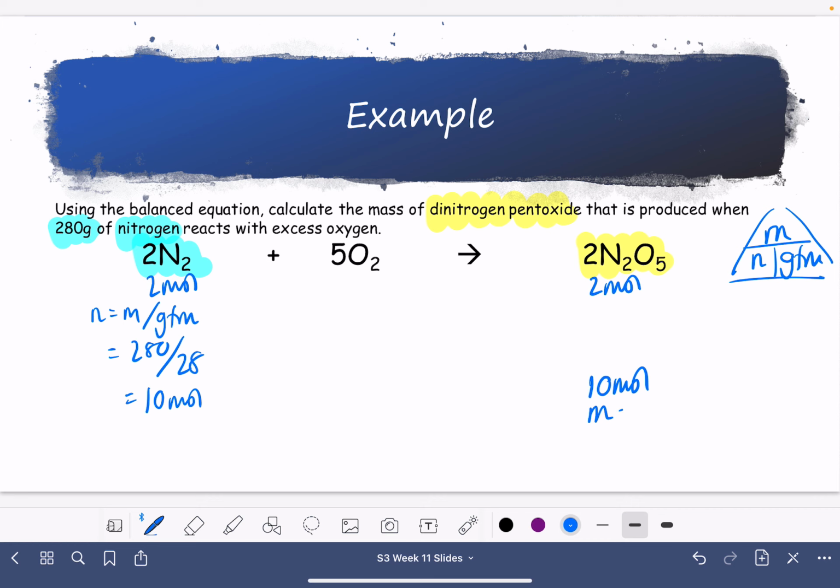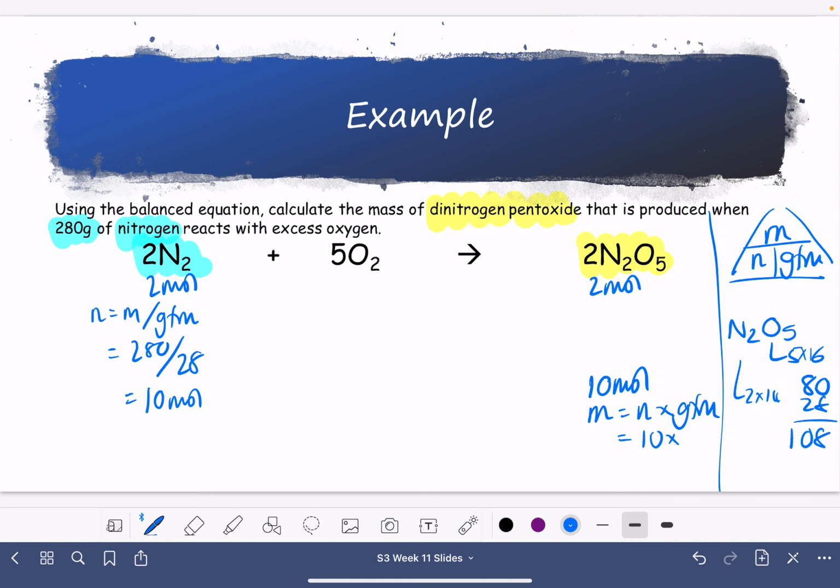What's the mass of that? Mass is number of moles times the gram formula mass. So that's 10 multiplied by, let's work it out for dinitrogen pentoxide. So 5 times 16 is 80, plus 2 times 14, which is 28, so that's 108. So 10 times 108 is going to be 1,080 grams.